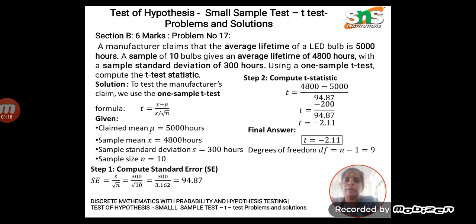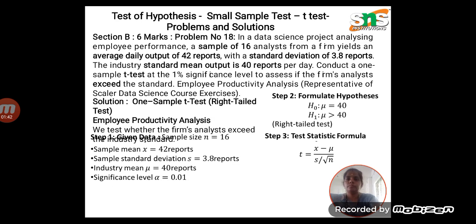Here my value is 4800 minus 5000 divided by the standard deviation, which is 300. Here the number of observations is 10 bulbs, so divided by root 10. If I simplify it, I will get the answer as minus 2.11. Here we can also find the degrees of freedom. Degrees of freedom is n minus 1, that is 10 minus 1, which is 9.